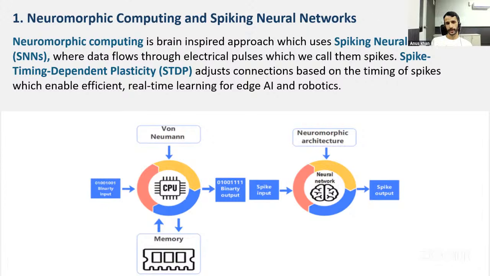They also use spike-timing-dependent plasticity. It's a biological learning rule which adjusts the synaptic weights according to the timing of spikes, which enables efficient real-time learning for AGI and robotics.